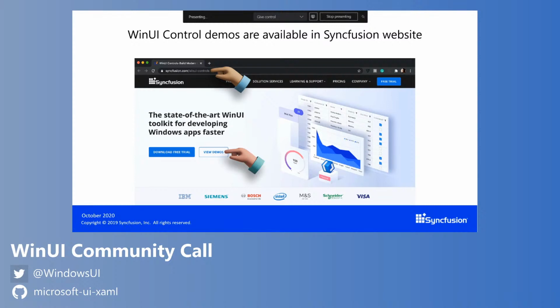Just go to www.syncfusion.com/WinUI/controls and click View Demos to download and install the demos.